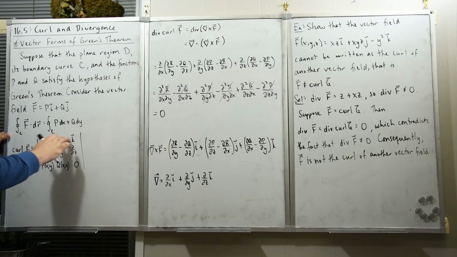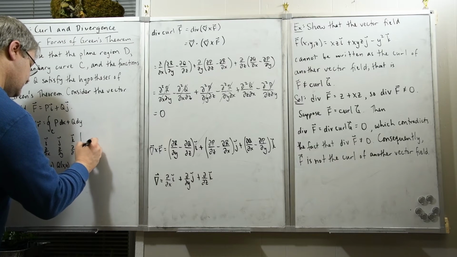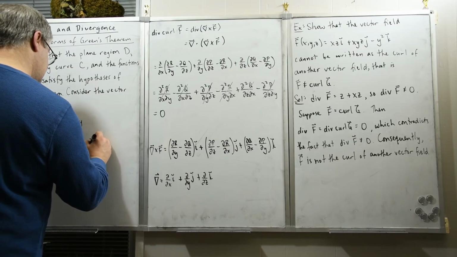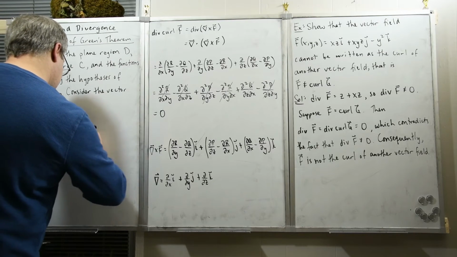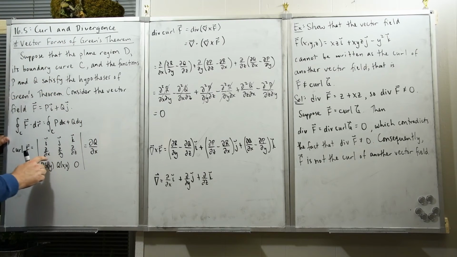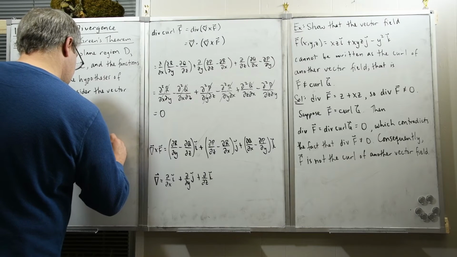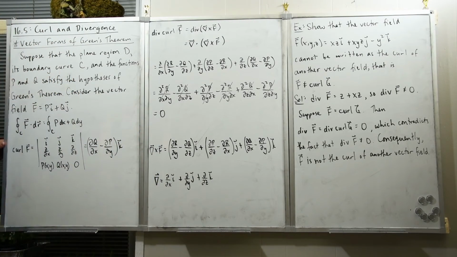K component, take away the row and the column containing k, and what you're going to get is partial Q with respect to x minus partial P with respect to y. So that's going to be your curl of F.